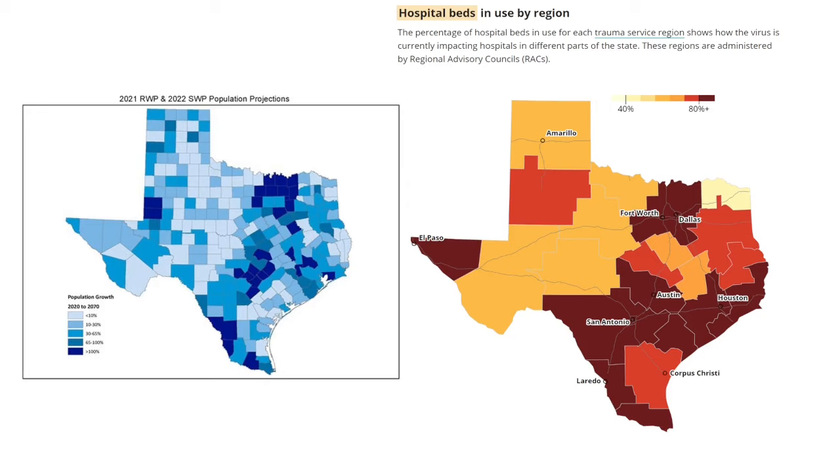So look at Texas here. Texas hospital beds in use by region. That's what the map on the right shows, and the map on the left shows population growth.